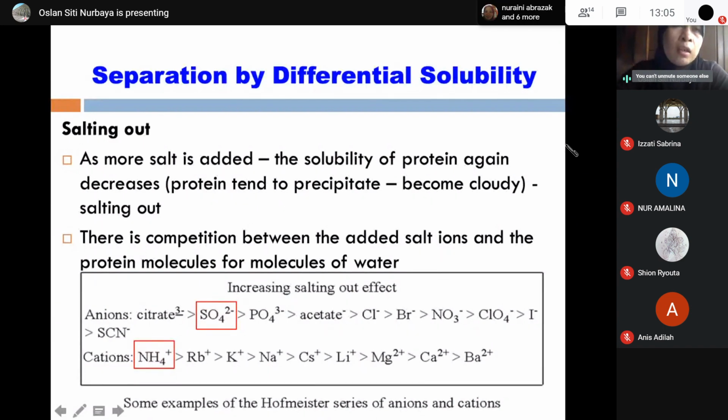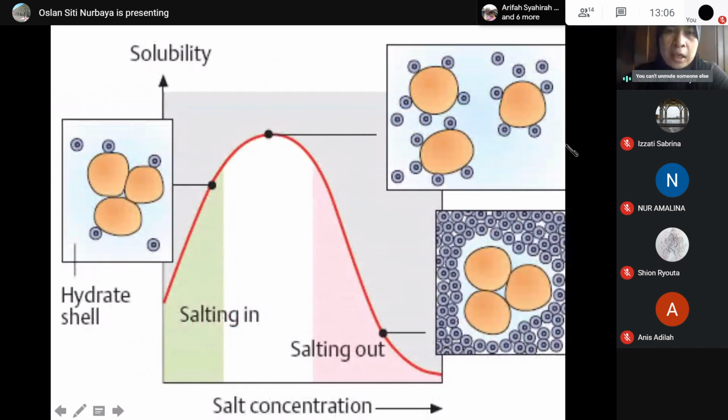Once the salt is taking the water, the protein will be precipitated and will sit at the bottom of the beaker or the tube. This is the Hofmeister series, based on the strength of anions and cations. For our case, we use the strongest cation, which is ammonium, and among the strongest anions, which is sulfate. So we use ammonium sulfate. This is what we call salting in and out.